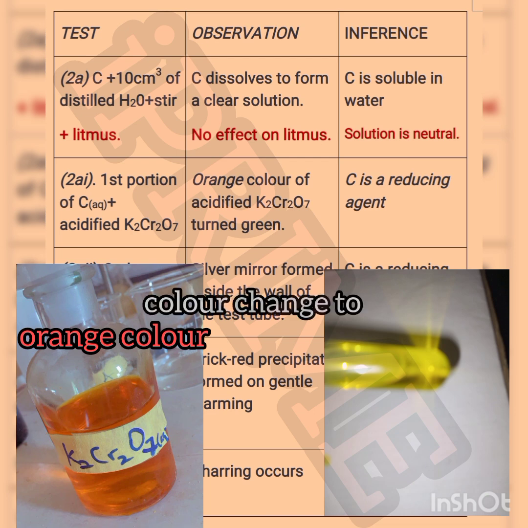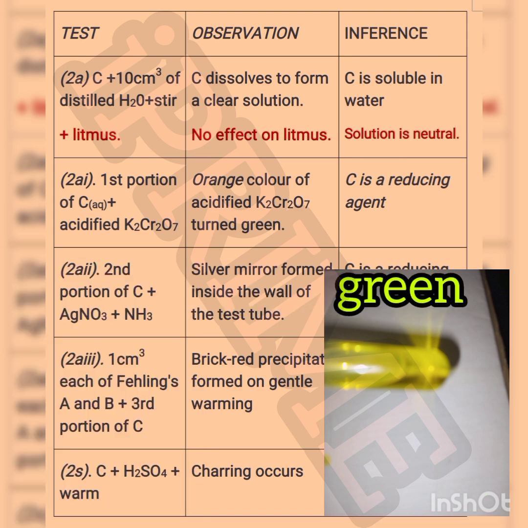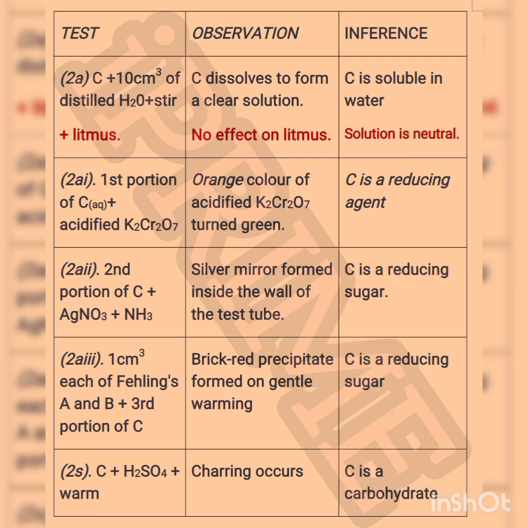We have the observation: the orange color of K2Cr2O7, the potassium heptaoxodichromate(VI), changes to green. Whenever the orange color of potassium heptaoxodichromate(VI) changes from orange to green, that means the compound being added to it is a reducing agent. So under our inference, C is a reducing agent.